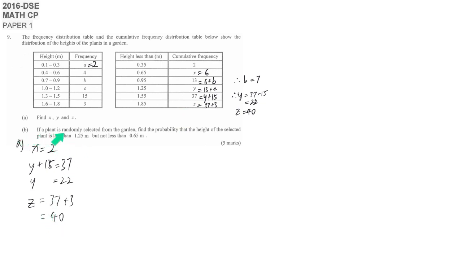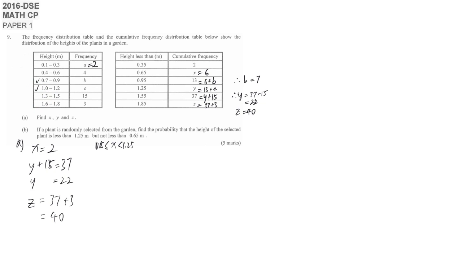And then part B: if a plant is randomly selected from the garden, find the probability that the height of the selected plant is less than this, but not less than this. That means between 0.65 and 1.25. So we search which group of data fulfills our requirement. Larger than 0.65, that means the third group, we count it. The fourth group, we count it also. But the fifth group, 1.3, is already too high. So that's why we just count these 2 groups.